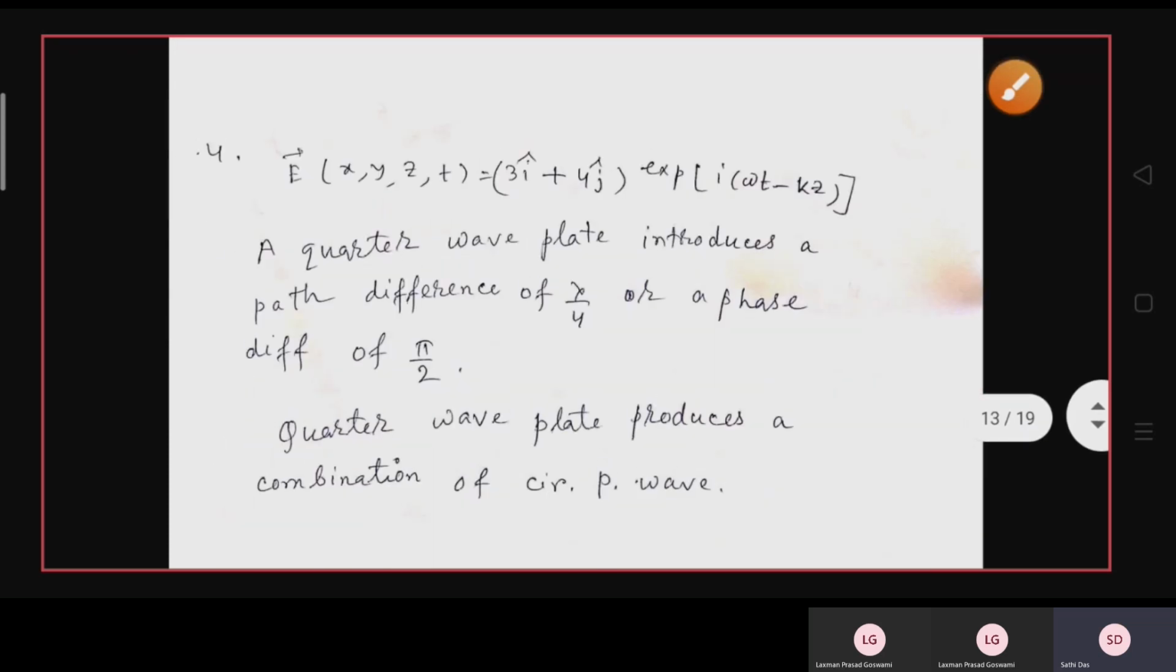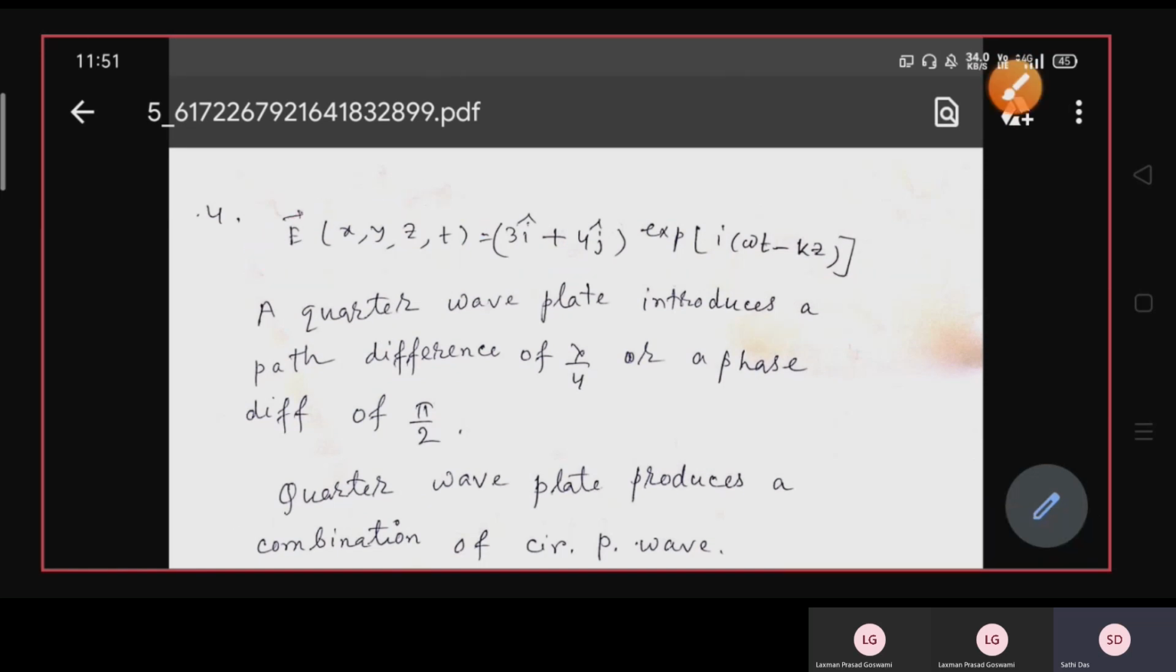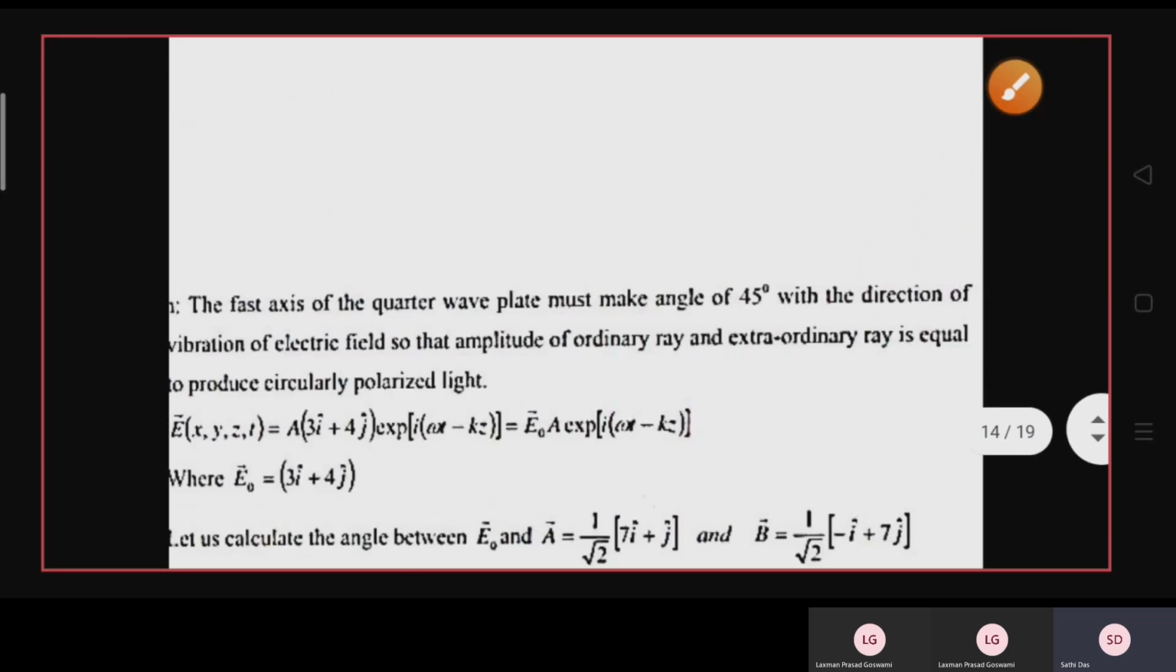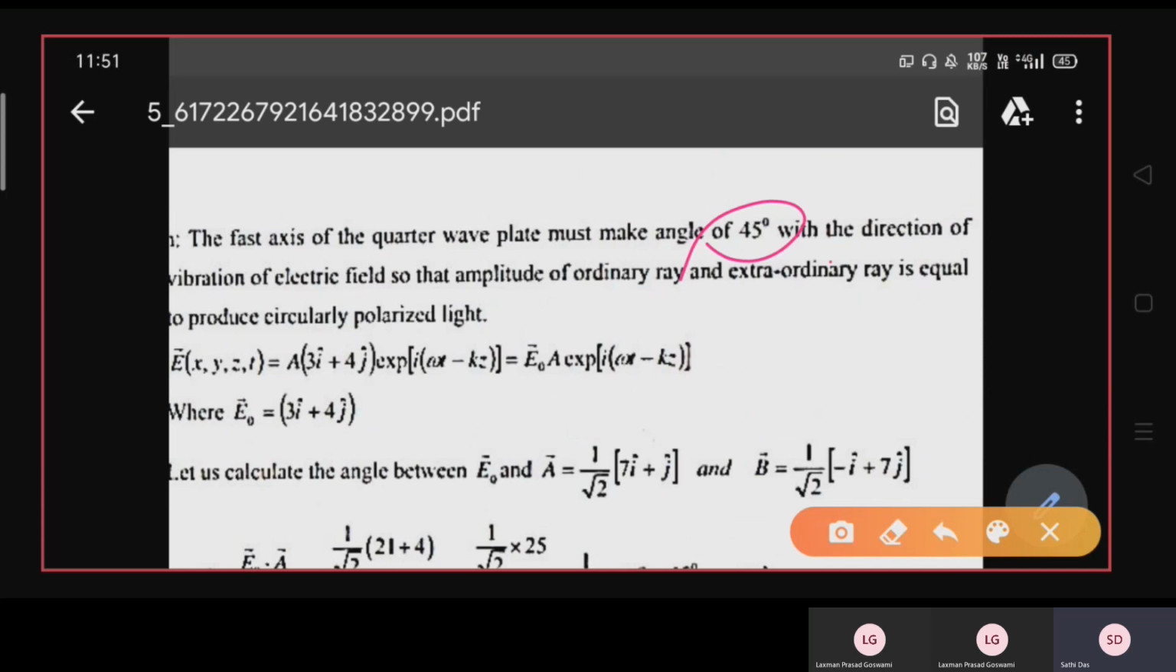Now in this problem, E has been given as (3 i cap plus 4 j cap) exponential i(omega t minus kz) as the incident light, and we have to find the angles or the orientation which make 45 degrees with the direction of vibration of the electric field, so that the amplitudes of the ordinary ray and the extraordinary ray are equal, and it will produce circularly polarized light.